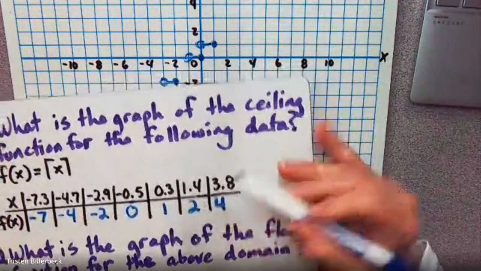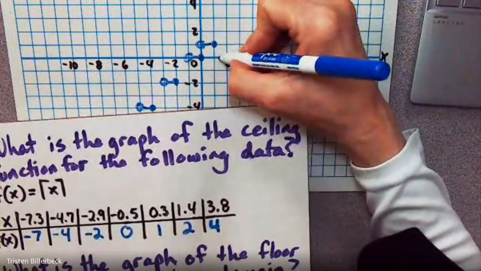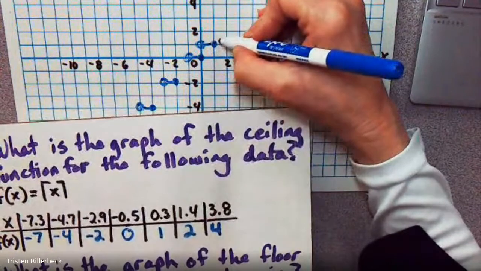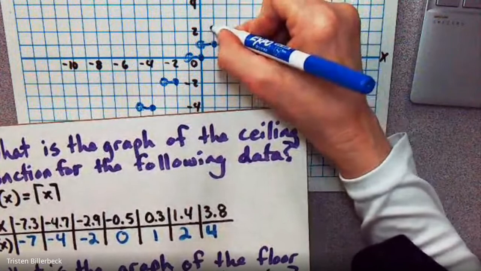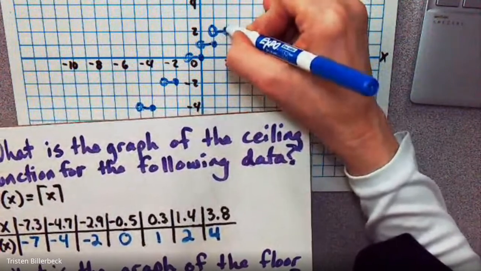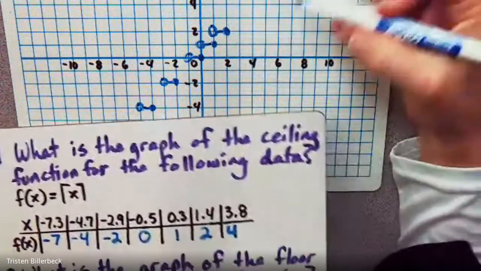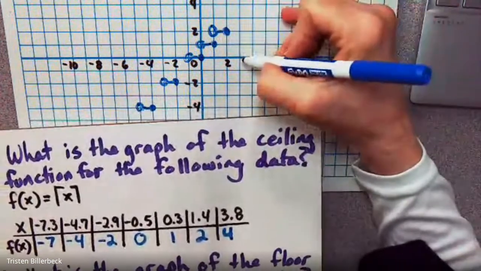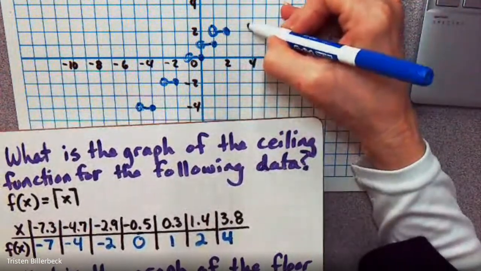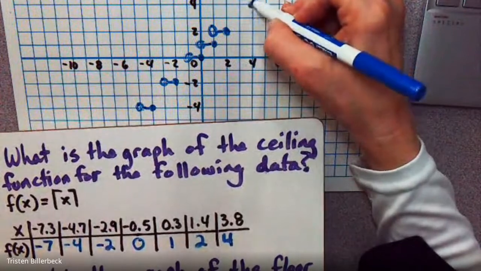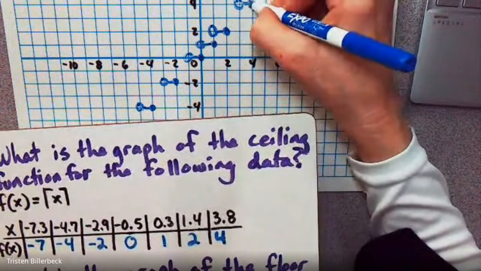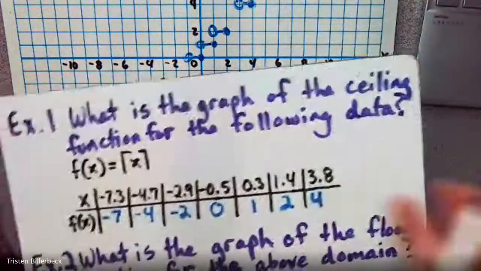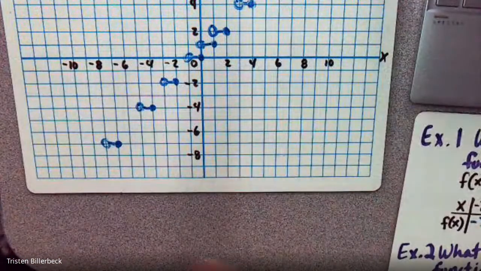At 1.4, that's right about here, we're going to round to 2, which is here. So we have an open point here, we're rounding to 2. And then at 3.8 on the x right here, we're rounding to 4. So we would have an open point here. Now from this, we can see which steps we didn't have on our data to show the ceiling function.